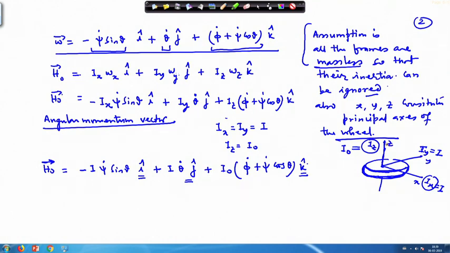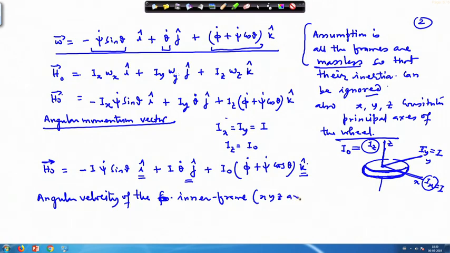Now, if you see the body axis which we have fixed here, this is not rotating along with the disc, and as a result the angular velocity of the inner frame, or of the x y z axis, let the angular velocity of the inner frame be shown by capital omega.